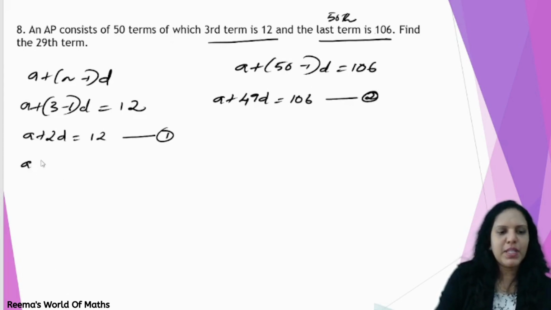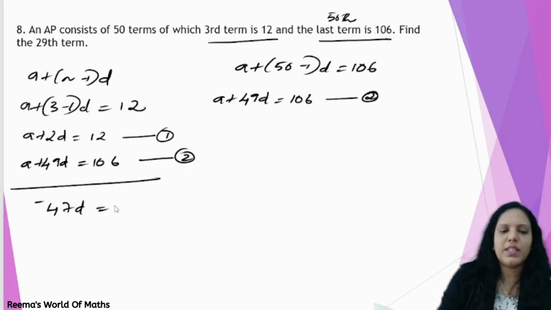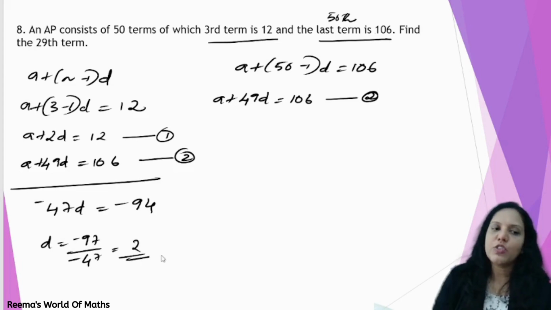So that will be a plus 49d equals 106. Let's subtract equation 1 and 2, so we can eliminate the term a here. So that will be minus 47d equals 12 minus 106, which gives minus 94. D equals minus 94 by minus 47, that is 2. So the common difference here is 2.